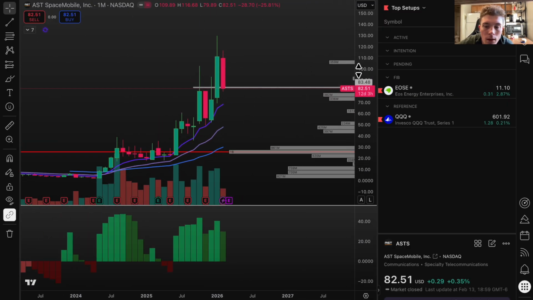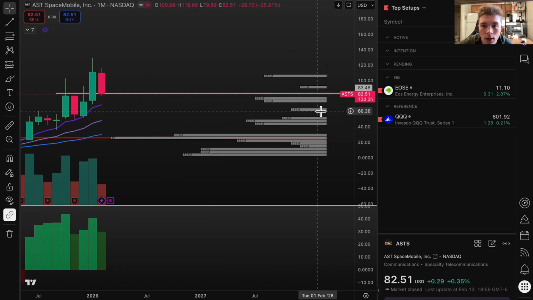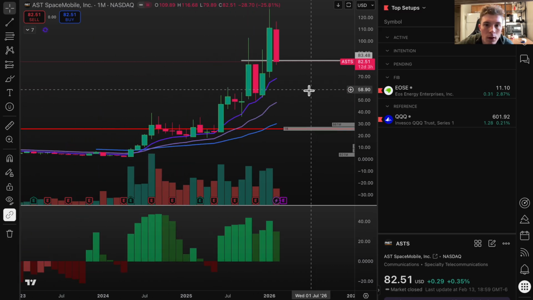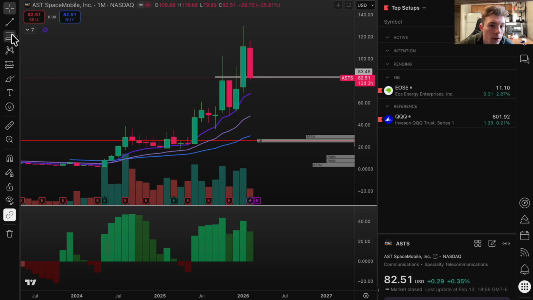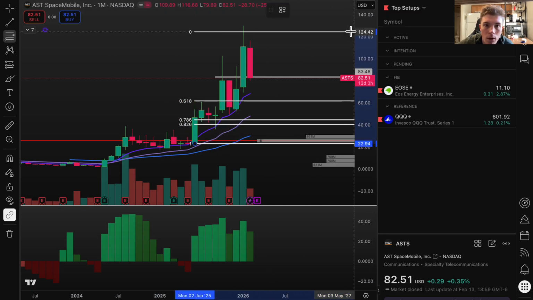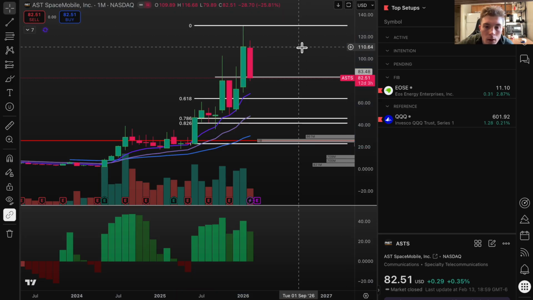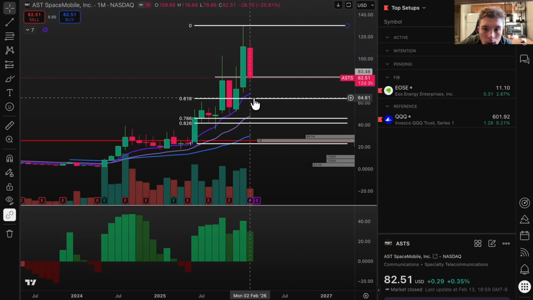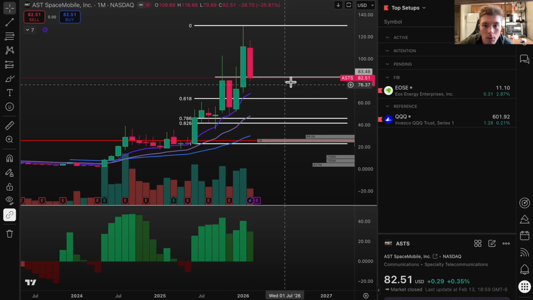ASTS is extremely bullish. That's just a stock in general. Let's draw our fib here. We see on the monthly, this move started there and went here. Do I really think ASTS will get down to 63? Probably not.